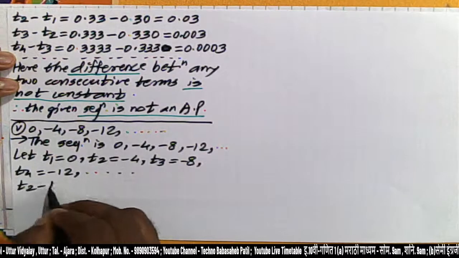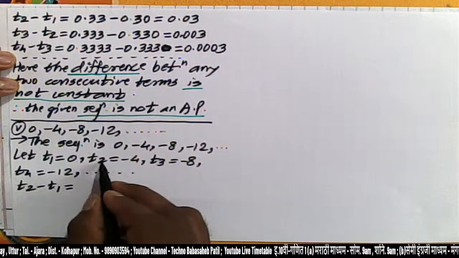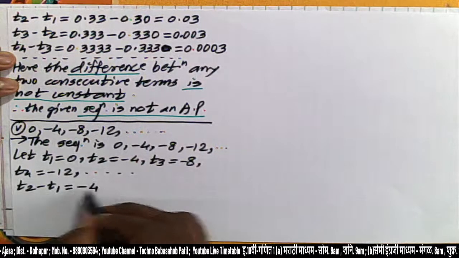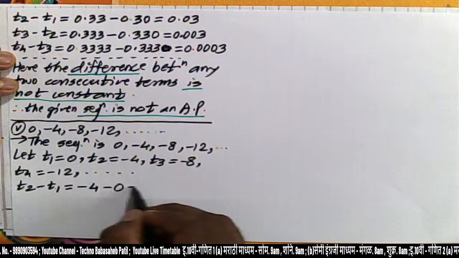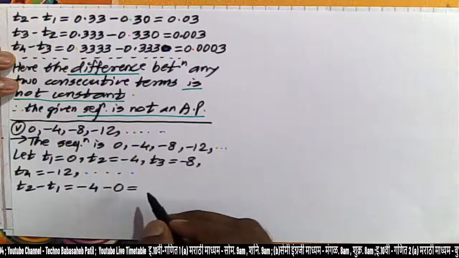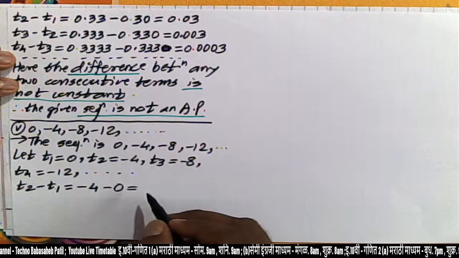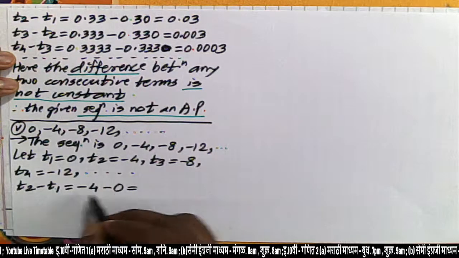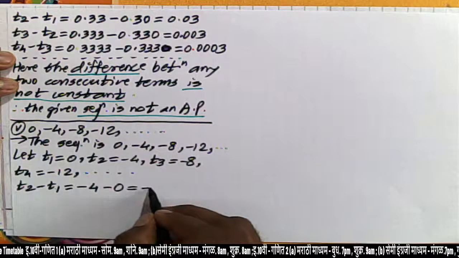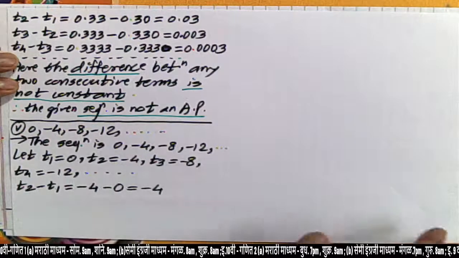Then T2 minus T1. The value of T2 is -4 minus the value of T1, which is 0. And after subtracting, what do we get? Yes, good, that is -4.